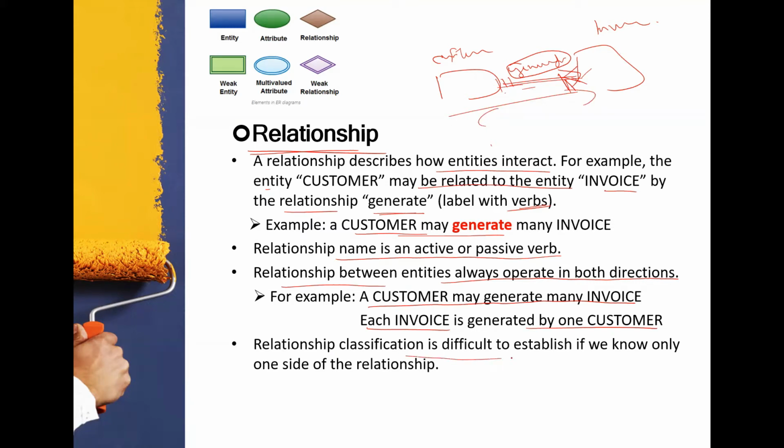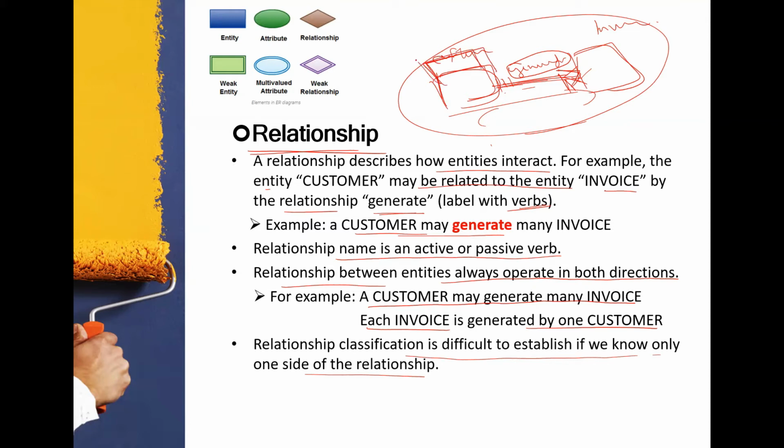Relationship classification difficult to establish if we know only one side of the relationship. Kalau kita tahu sini je, kita tak tahu apa relationship, macam mana kita nak define this relationship? So selalunya dia akan dua. Dia mesti ada dua relationship. Kalau yang ni unary lah. Ini relationship antara diri dia. Tapi selalunya relationship ni untuk dua entity, dua table.